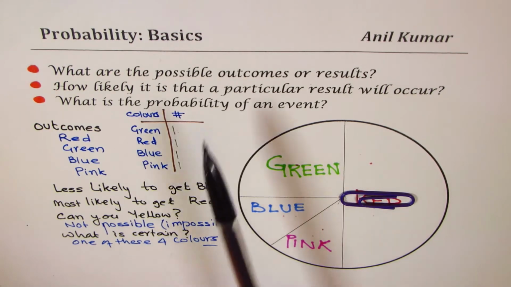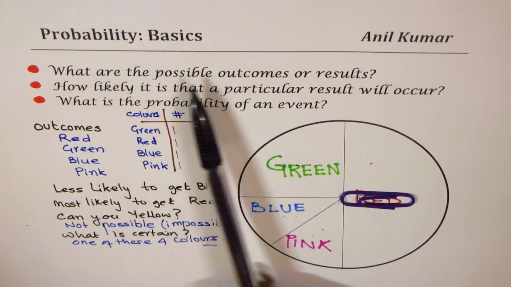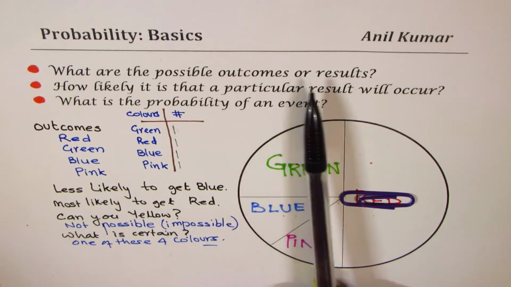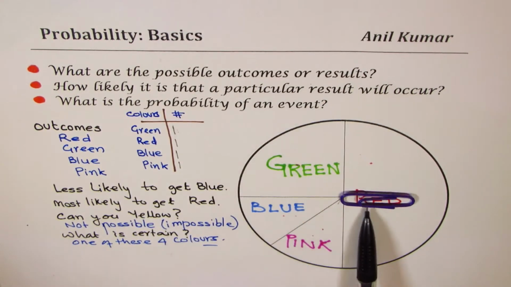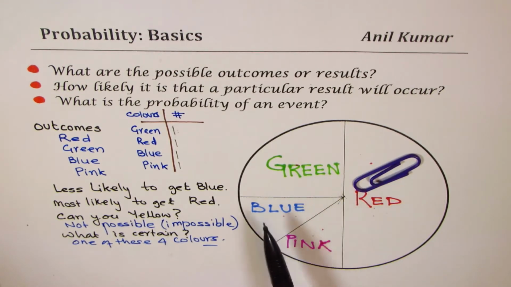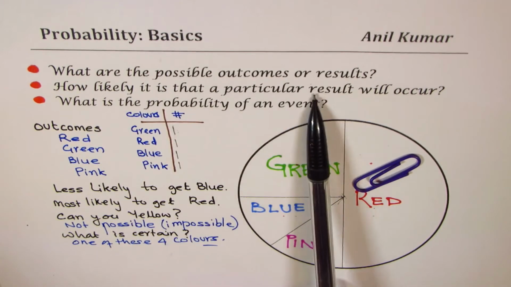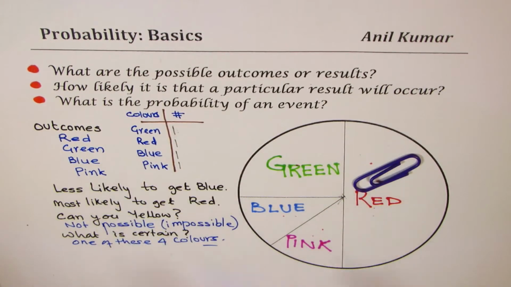And we also answered all the 3 questions. The first one was, what are the possible outcomes or results of your game? Well, the outcomes were clearly getting the spinner on red, green, blue or pink. How likely it is that a particular result will occur. Red is most likely, right? It is unlikely that you get yellow, and it is certain that you'll get one of these 4 colors.